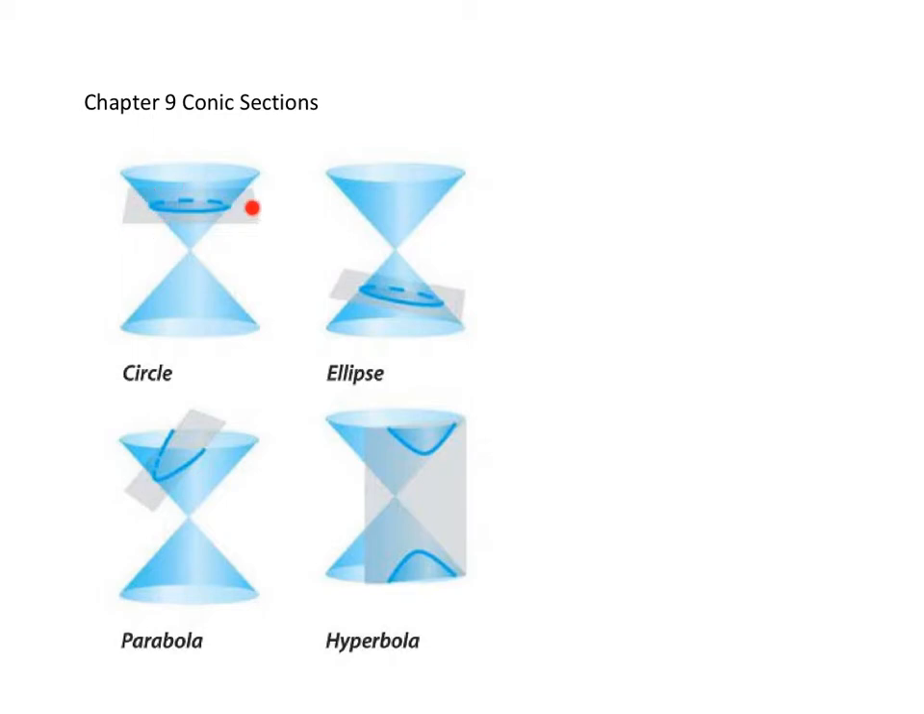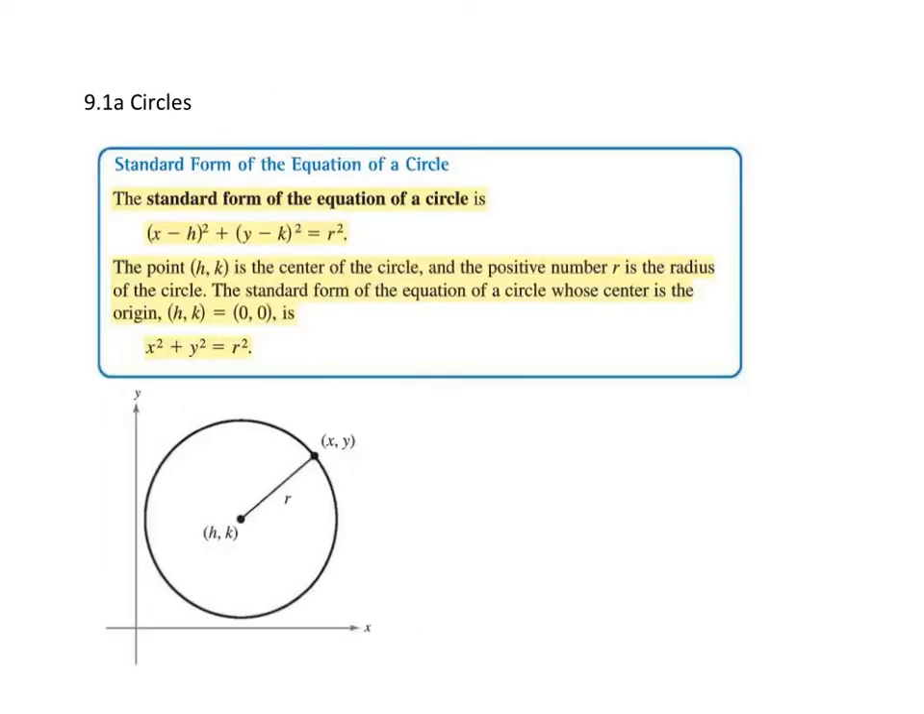you form a circle. If you don't go straight across, you go in at an angle, you get an ellipse. If you only go through half the cone, you get a parabola. And if you go perpendicular to the bottoms of the cone, you get a hyperbola, which is the 2 parabolas. We're going to start with circles in 9.1a.